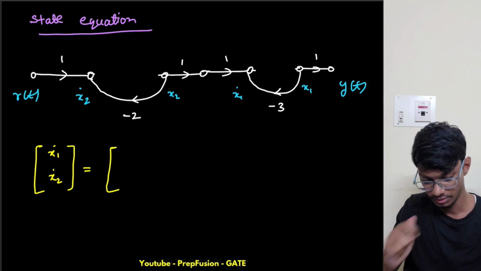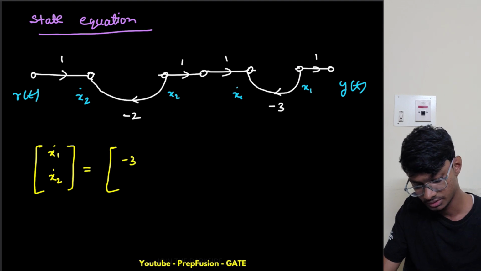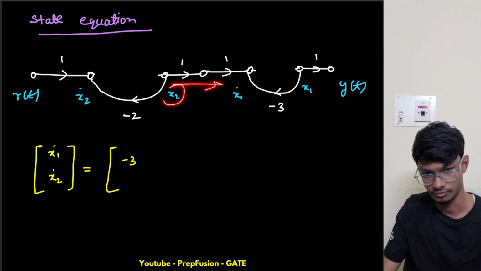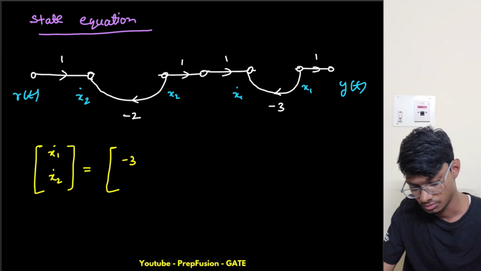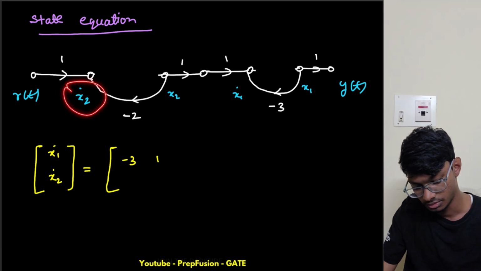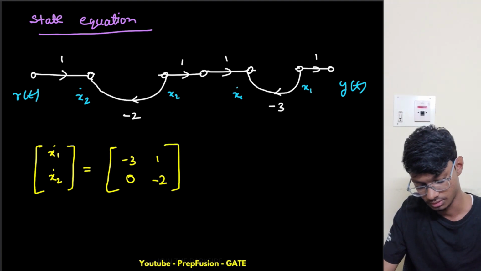So x1 dot is minus 3 times x1, so this is minus 3. And is it related to x2? Yes, x2 is coming over here, so it will be equal to 1. This is 1 because x2 is coming over here. Now what about x2 dot? x2 dot is minus 2 into x2. And it is not related with x1, so this will be 0.